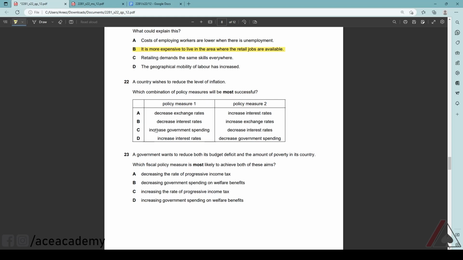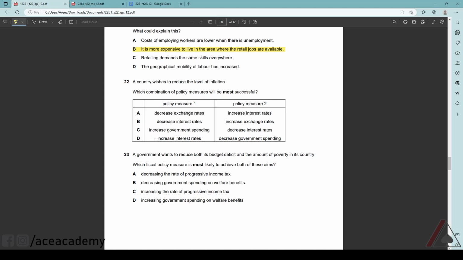Okay. An increase in government spending, a decrease in the interest rates. Again, due to the decrease in interest rates, there's not going to be a reduction in the level of inflation. There's going to be an increase. Plus, with more government spending, there's going to be even more money supply in the market. Therefore, there's going to be even higher inflation rates. So C is not the answer.